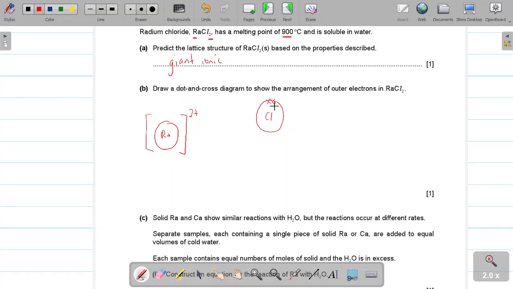If I let the X be an electron from chlorine and a dot an electron from radium, we should see something like this. And this will pick up a negative charge, and we would just have 2 of this. So you can just put 2 of this, and this is your 1 mark for your question.